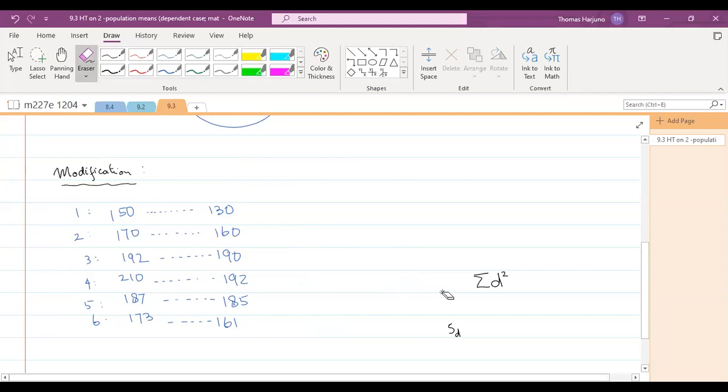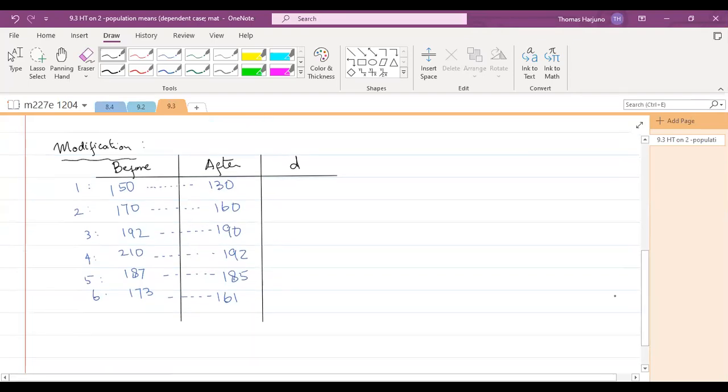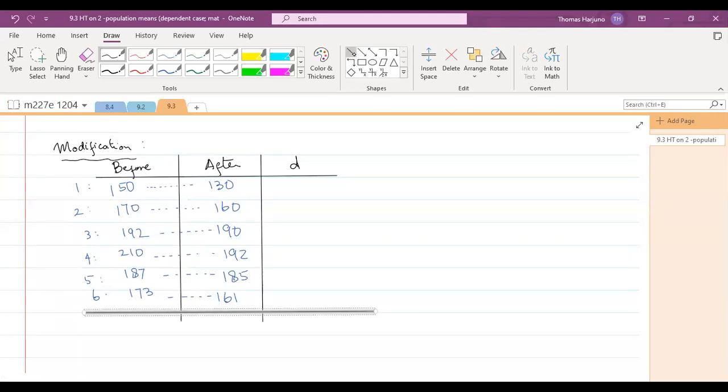I want you to find the differences. So let's call this before and after treatment. After, call this the D's, the difference. Okay. Now you may want to do it this way. You may want to do it this way. After you get the D's, get the D squared.